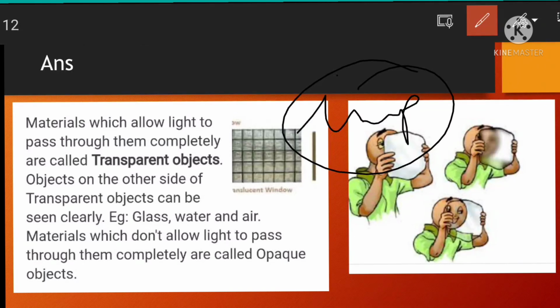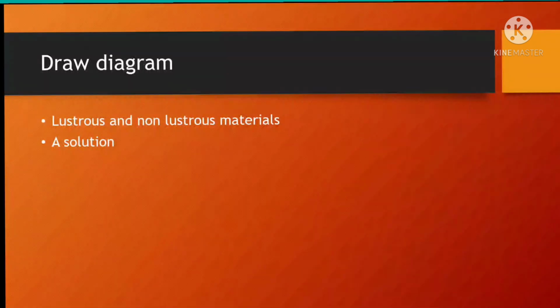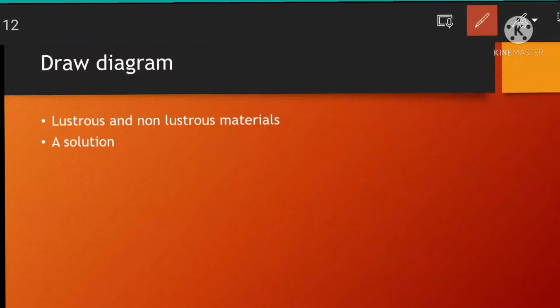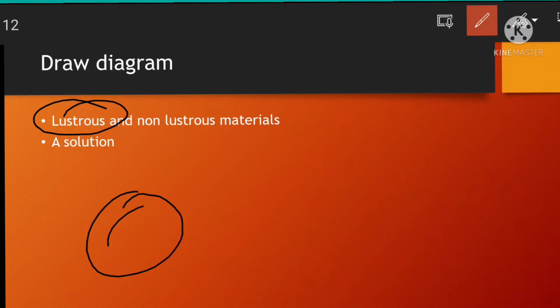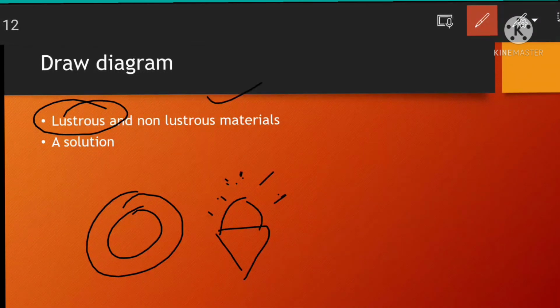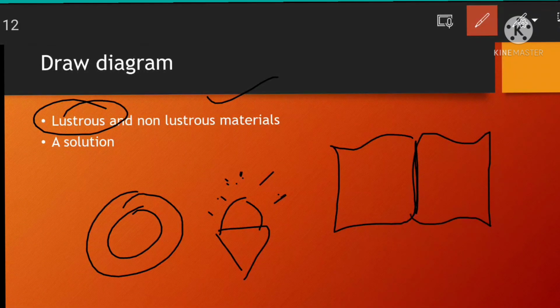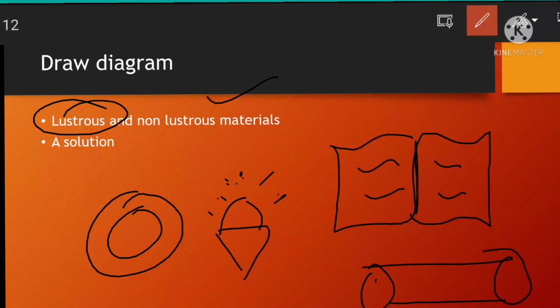If you want, you can write in your notebook. Let's draw two diagrams which are again very important. First one is lustrous and non-lustrous. So in case of lustrous, you can draw your jewelry, your bangle, you can draw a diamond. And in case of non-lustrous, you can draw your book, you can draw a piece of log, a piece of wood you can draw.